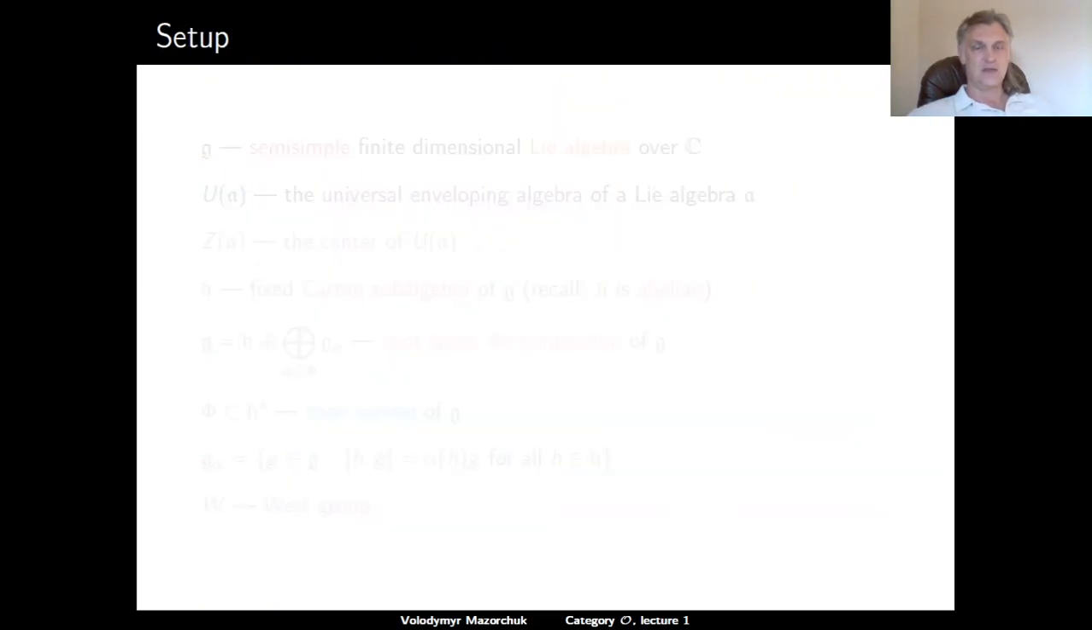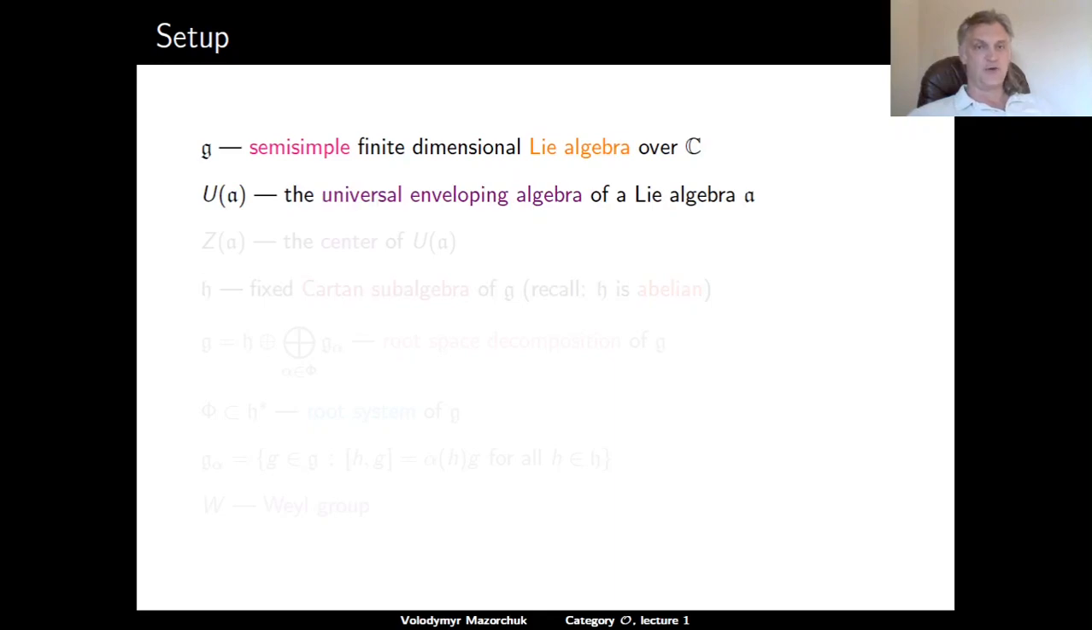So let's start with the setup. Let g denote a semi-simple finite dimensional complex Lie algebra. For a general Lie algebra A, we will denote by U(A) the universal enveloping algebra of A, and by Z(A) the center of U(A).